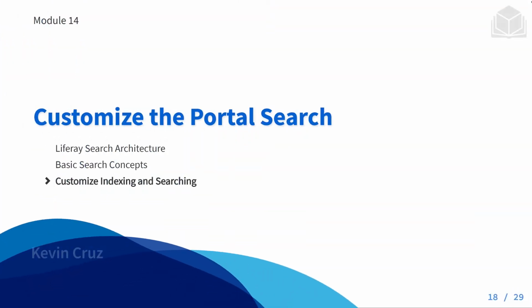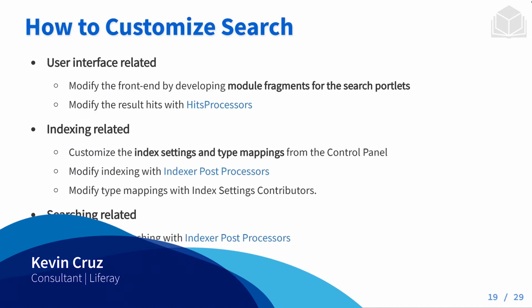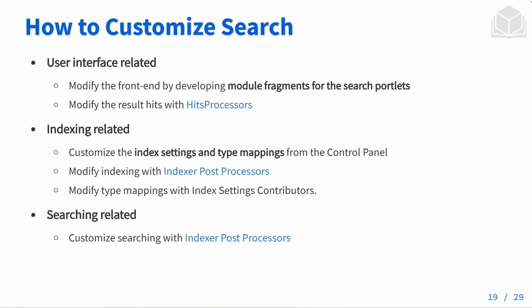Moving on to the third part, we're going to learn about customizing, indexing, and searching. Quick overview on how to customize search. We have customizations that are user interface related. In these cases, we're going to modify the front end by developing module fragments for the search portlets, and we're going to modify the results hits with hits processors.